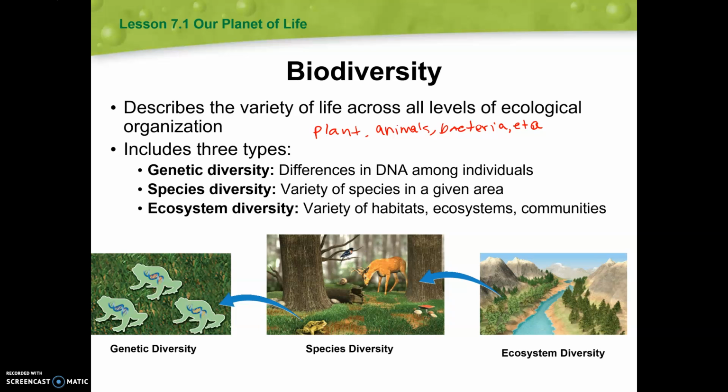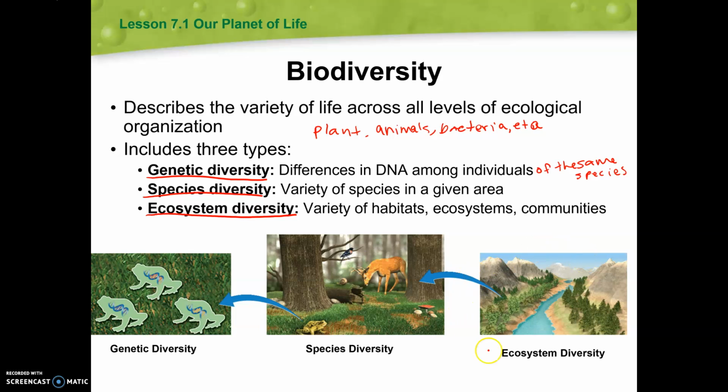But when we talk about these, we're going to see there's three different types. The first one is genetic diversity. Genetic diversity is differences in DNA among individuals of the same species. Species diversity is going to be a variety of species in a given area, so if there's a lot of different plants, animals, all those different things. And then ecosystem diversity is a variety of habitats, ecosystems, and communities in a given area.